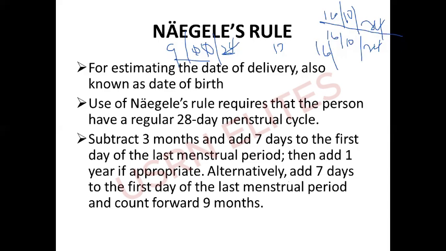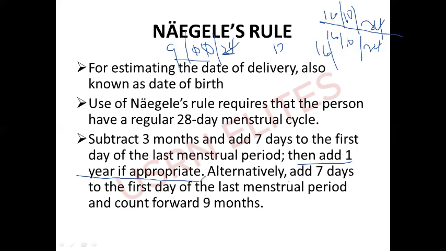Wait for me. So initially when I was saying that you add, if you look at my notes here, I'm saying that it is here. Then add 1 year if appropriate. So it is not all the time. Even if you count 9 months forward or you count 3 months backwards, it is not all the time that you have to add the 1 year.